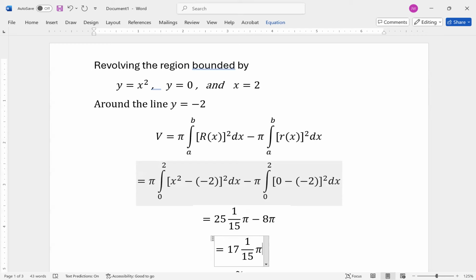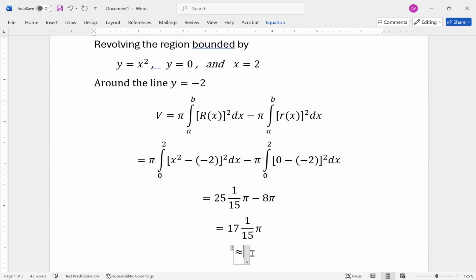Now that is approximately, oh, I haven't calculated that yet. Sorry, that is approximately 53.62 once again.